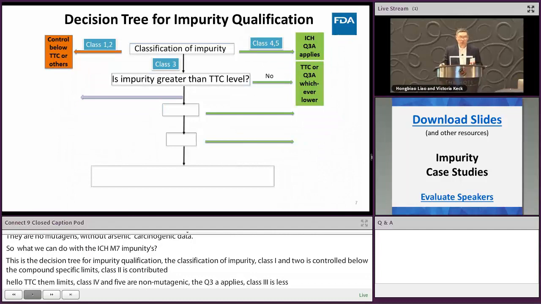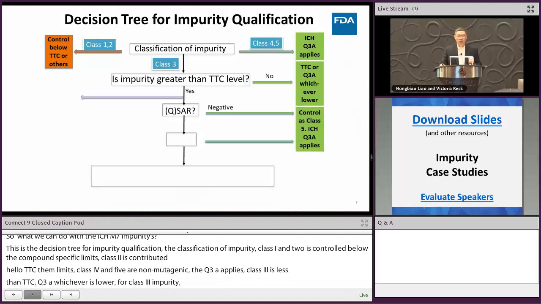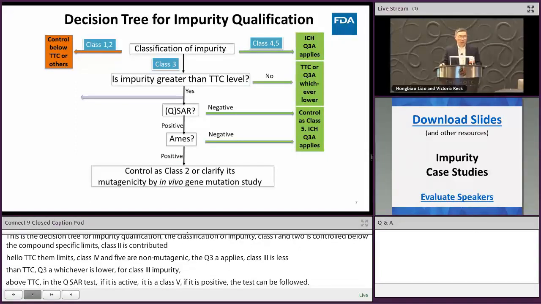For Class 3 impurity above TTC, a QSAR test could be carried out. If the QSAR prediction is negative, the impurity is controlled as a Class 5 impurity. If the QSAR prediction is positive, an Ames test could be followed. If the Ames test result is positive, the impurity is upgraded to a Class 2 impurity.